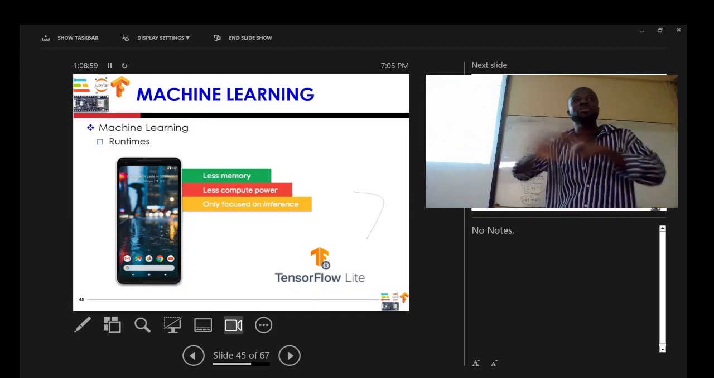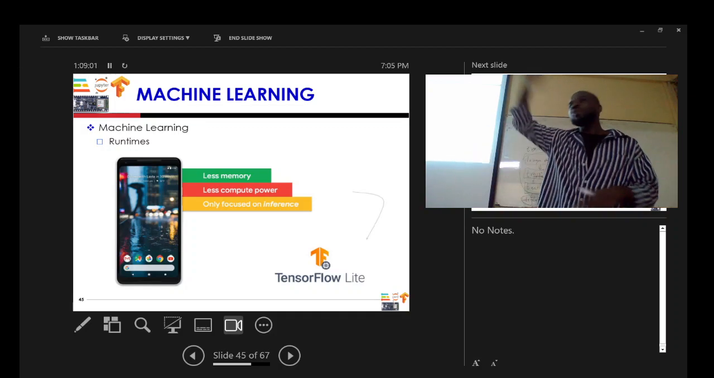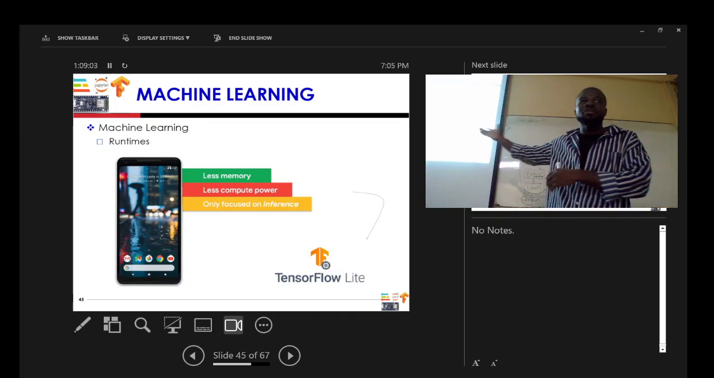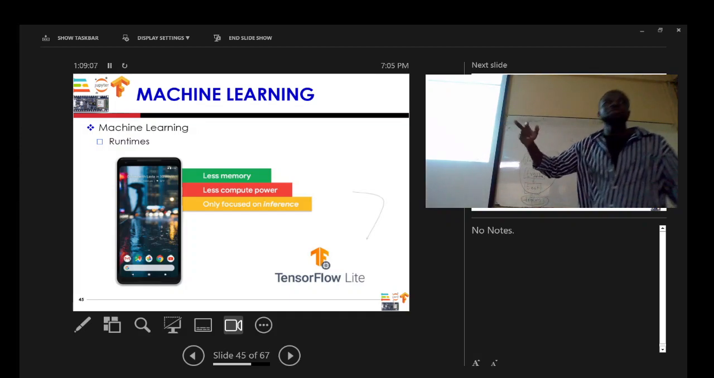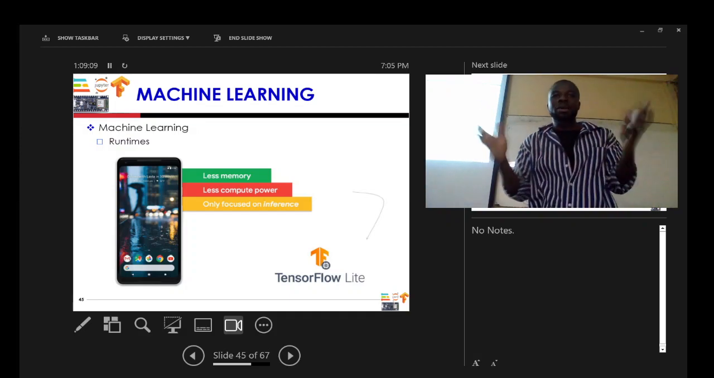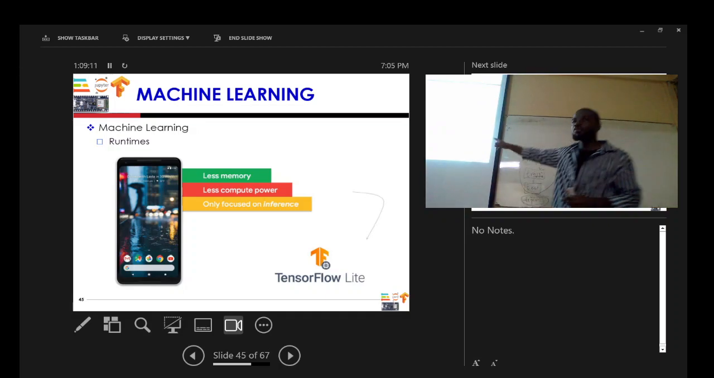It doesn't learn, it doesn't train. So it means that I've done the training elsewhere already, and then I've deployed it on the phone. Understood? So if you want to deploy on the phone, we need another framework, a smaller one, to run on the phone. We need what is called TensorFlow Lite.